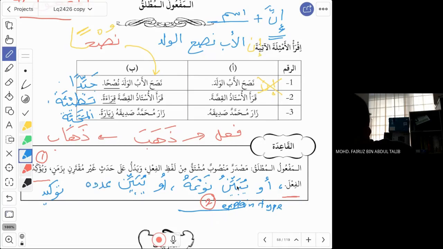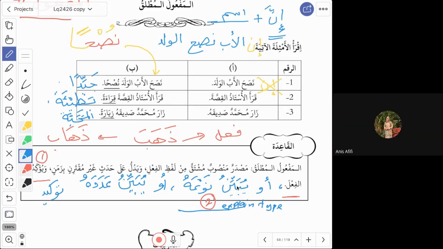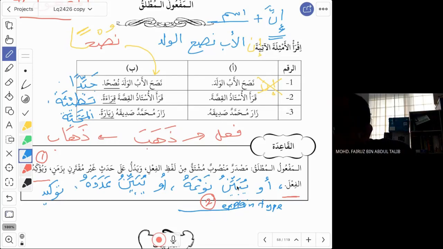adadahu. Al-adad means number; we have learned the word adad: wahid, isnan, salasa, arba'a. Bilangan. So now, why they use maf'ul mutlaq is because they want to explain how many times he did that action. For example, qara'a al-ustazu, and then in the end we say qira'atan wahidatan. We put a number.